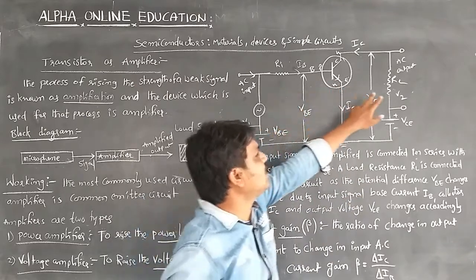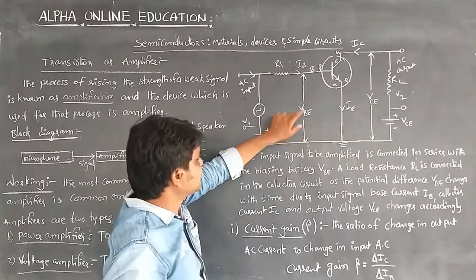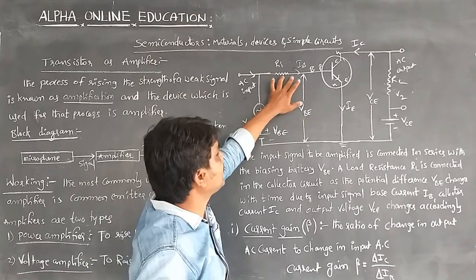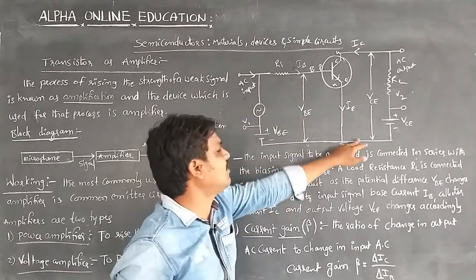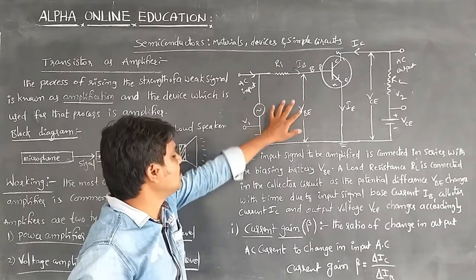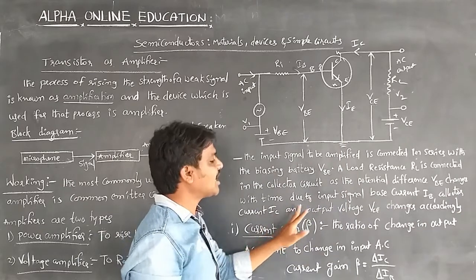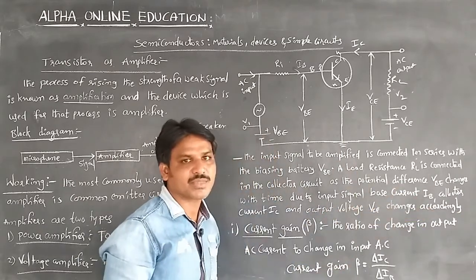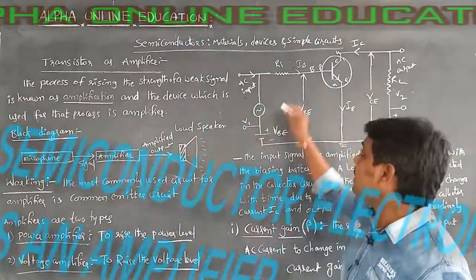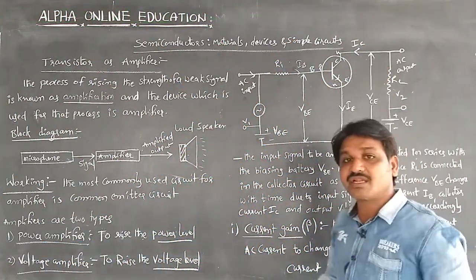In the secondary circuit, the load resistance is connected in the collector circuit. As the potential difference VBE between the base and emitter changes with time due to the input signal, with the emitter common, the base current IB, the collector current IC, and the output voltage VC change accordingly. What is meant by the active region? In the active region, the base emitter junction is forward biased and the collector emitter junction is reverse biased.